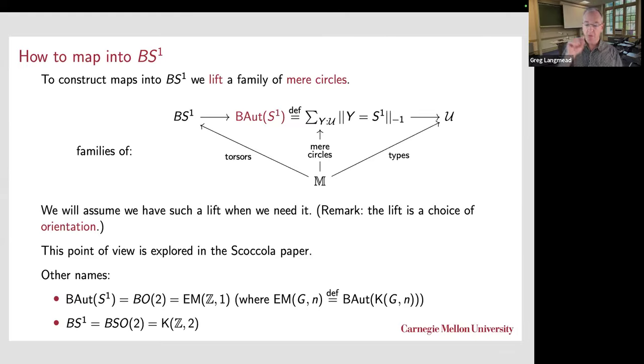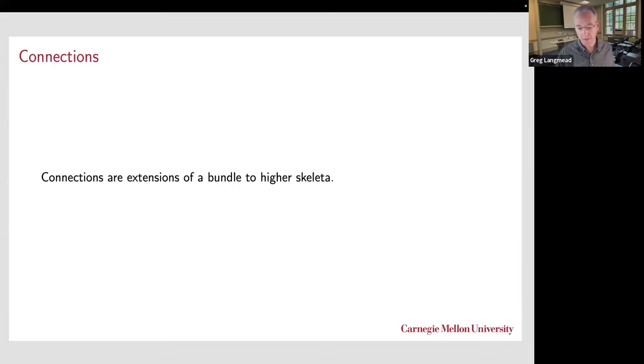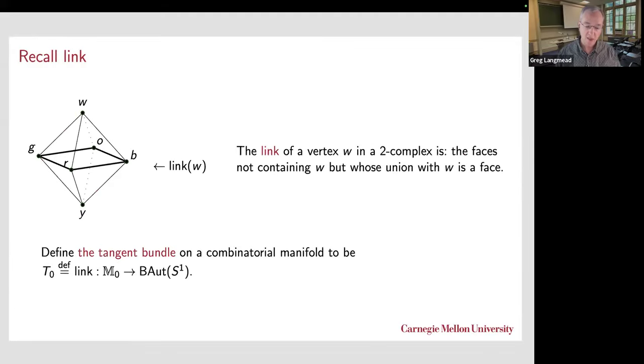So we have our manifold, and we're going to map into, sometimes we'll just talk about the mere circles, and sometimes we'll be clear that it's BS1, in fact, that it factors through. But the link will give us that. So what I claimed is that we've already, with this setup, got things we can point at and say that's a connection and that's curvature. And the connection is just an extension of a bundle to the next higher skeleton. That's what it is. So let's see it play out.